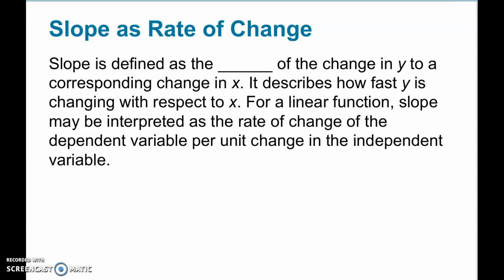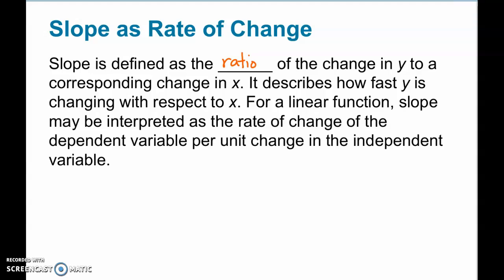Slope as the rate of change. Slope is defined as the ratio of the change in y to the corresponding change in x. It describes how fast y is changing with respect to x. For a linear function, the slope may be interpreted as the rate of change of the dependent variable per unit change in the independent variable.